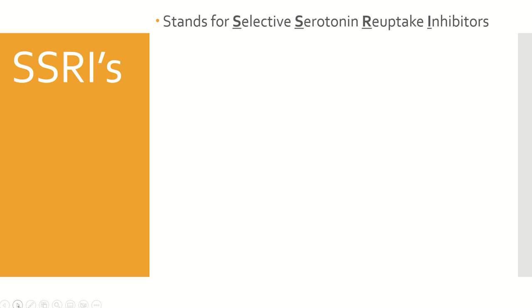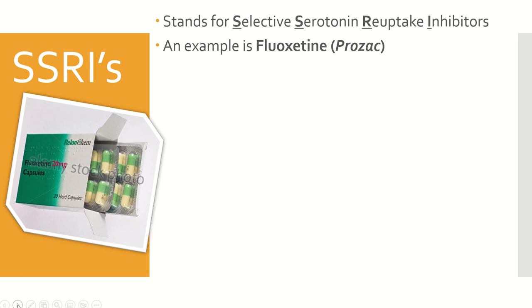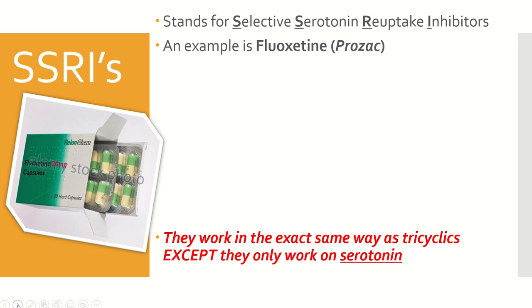Now, the second class of antidepressant drug is known as an SSRI, and this stands for Selective Serotonin Reuptake Inhibitors. You might be able to tell from its title that these drugs only act on serotonin. That's why they're called selective serotonin. An example you may well have heard of is Prozac, or to give it its chemical name, fluoxetine. They work in the exact same way as a tricyclic, except they only work on serotonin.